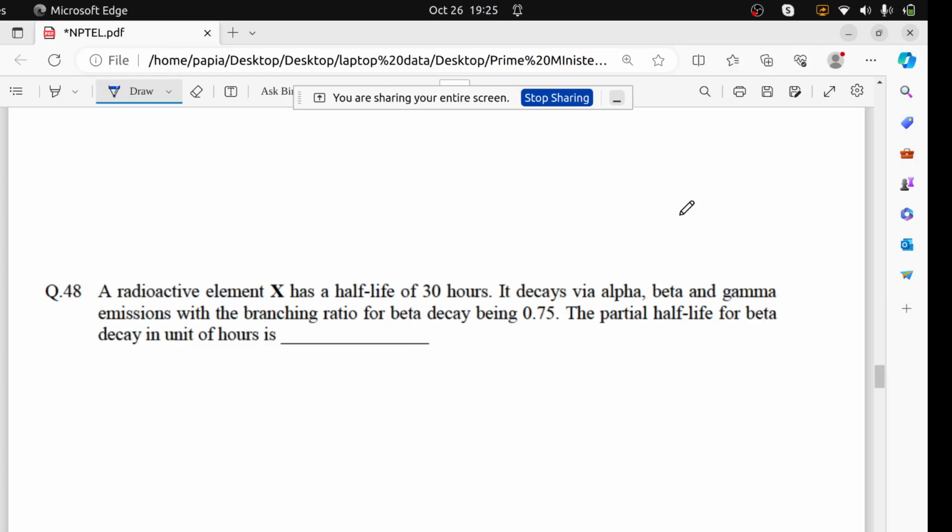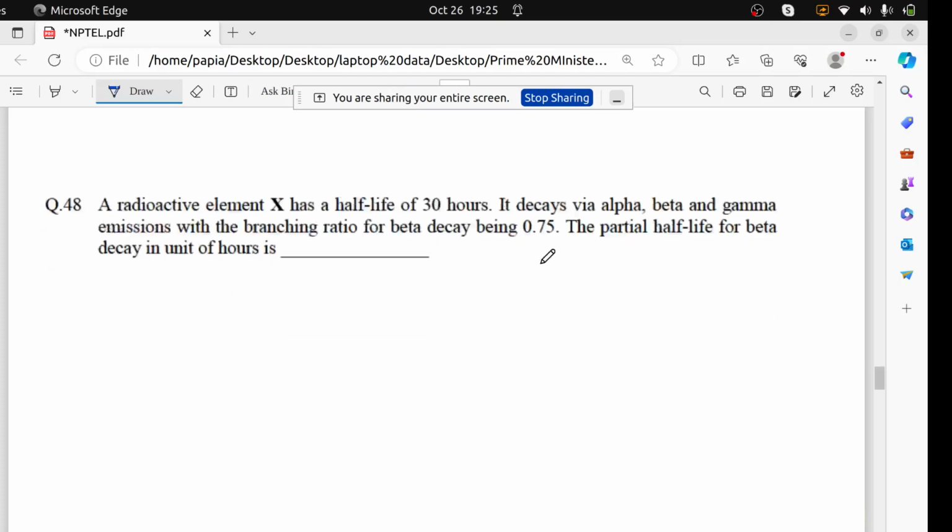A radioactive element X has a half-life of 30 hours. It decays via alpha, beta and gamma emissions with the branching ratio for beta decay being 0.75. The partial half-life for beta decay in units of hours is what?